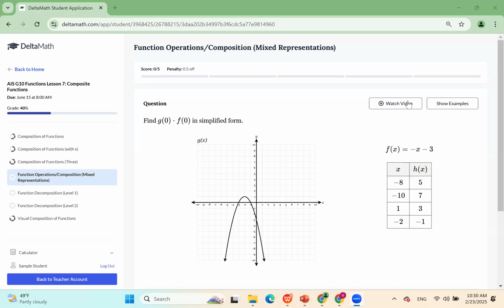Hello and welcome to this video in which we shall discuss function operations and composition using mixed representations.